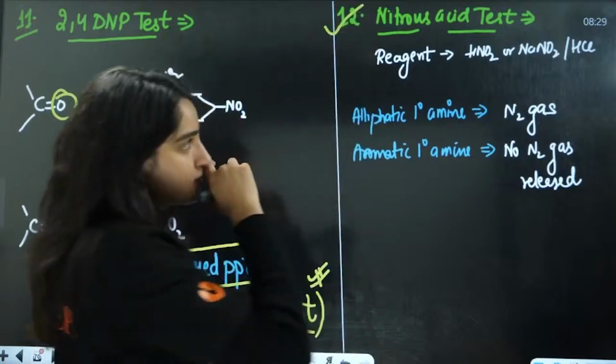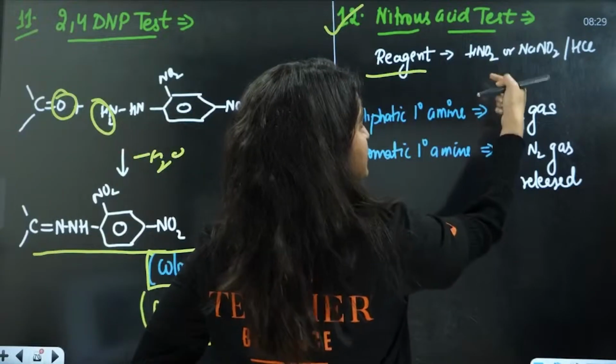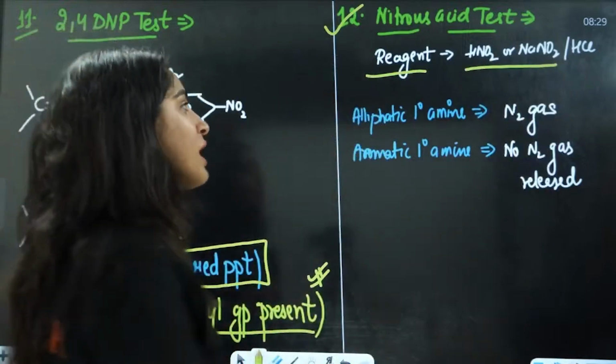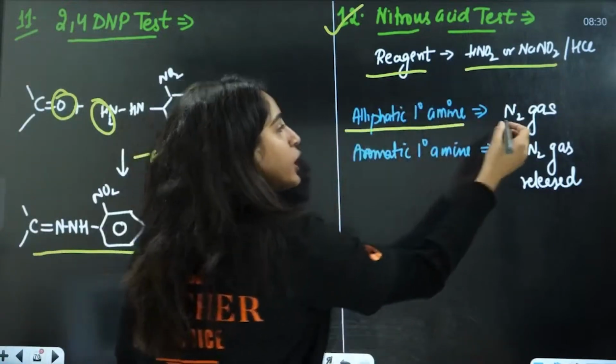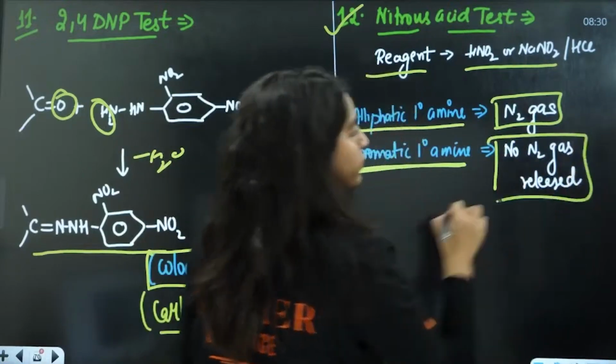Next is the nitrous acid test. For the nitrous acid test, the reagent here is HNO2, or NaNO2 with acid. You will have the formation of a diazonium salt. In case of aliphatic 1 degree amine, you will have the elimination of N2 gas. In case of aromatic 1 degree amine, no N2 gas will be released.